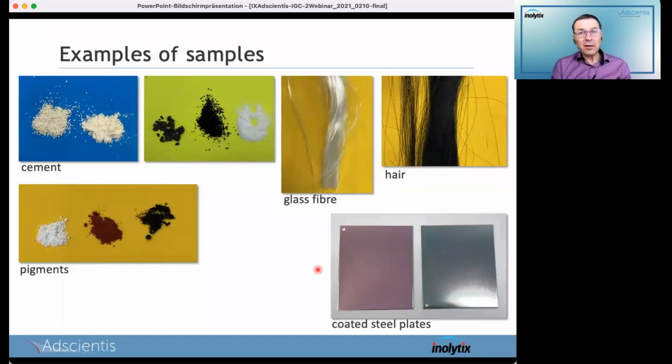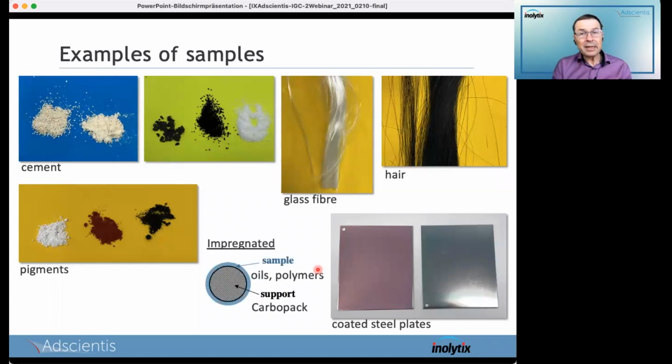We can also study surfaces of coated steel plates, but there can also be polymer films in this sense. And yes, we can do this also. Any products which have a very low vapor pressure, such as oils and polymers, we can study with the same methodology and then calculate the HSP values, for example, using the HSP IP software provided by Stephen Abbott.